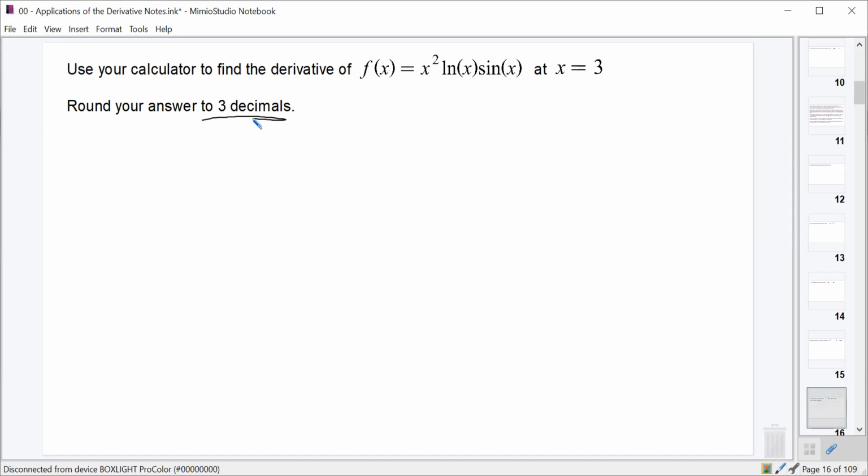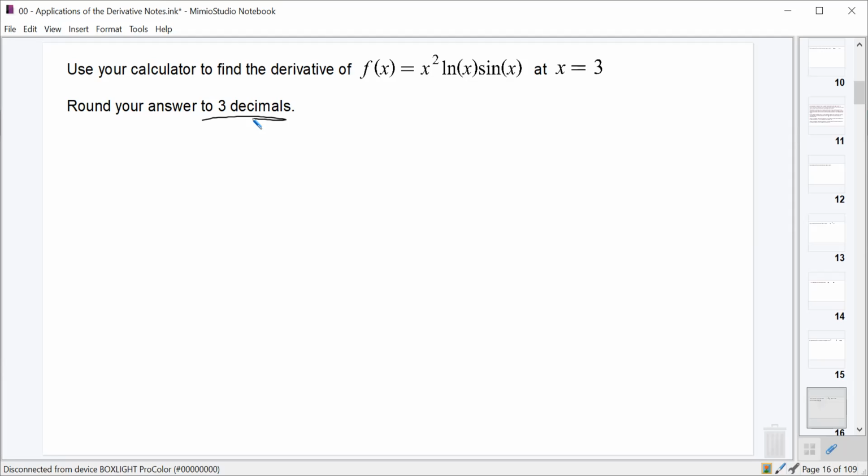On the AP test, you will never round to less than 3 decimals in your final answer. If you are using intermediary values that are not part of your final answer, don't round them at all. You can also leave answers longer than 3 decimals, but if you're going to round, don't round to less than 3 unless it specifies otherwise.